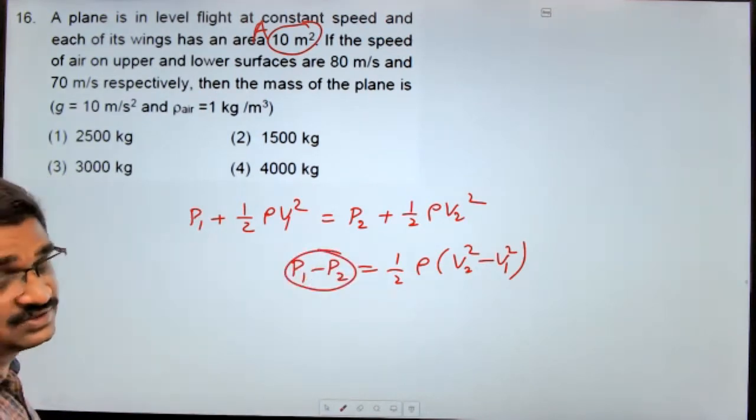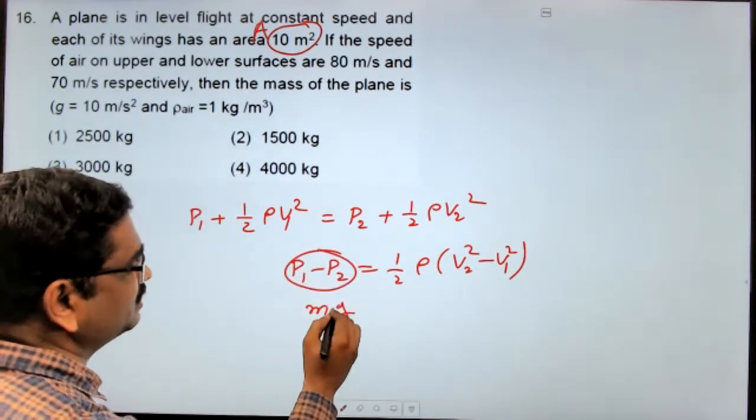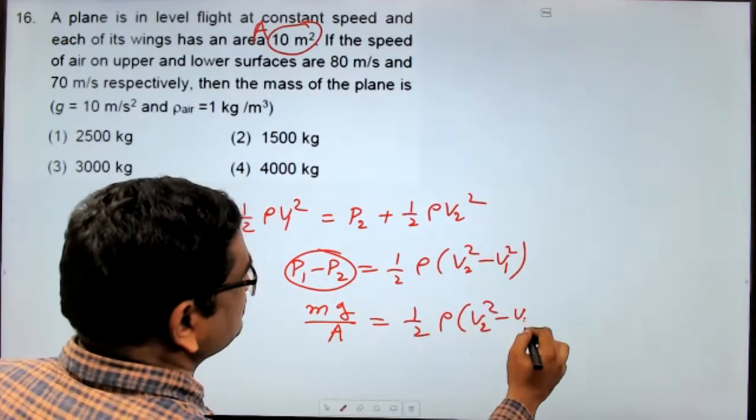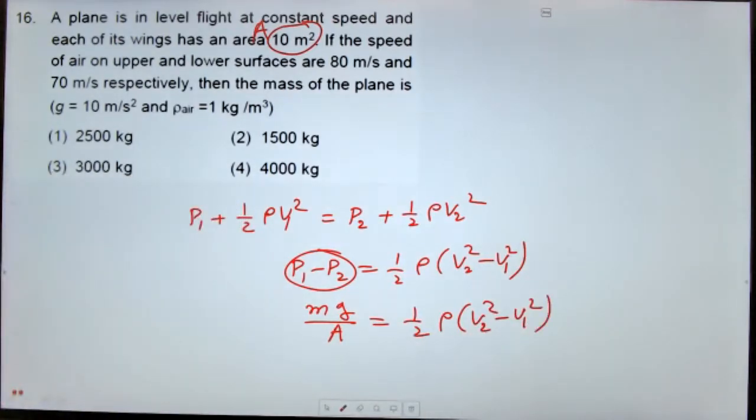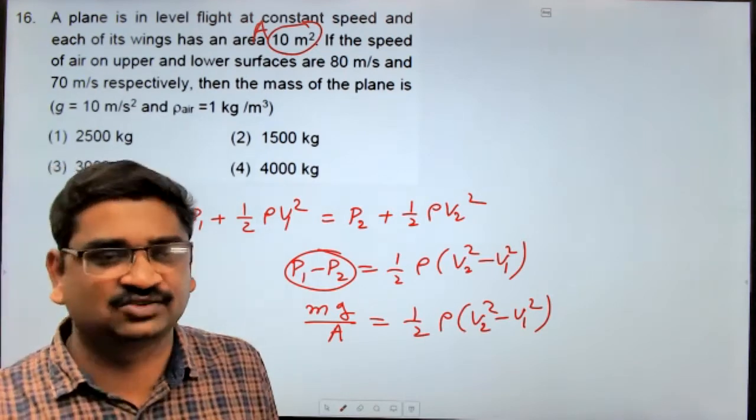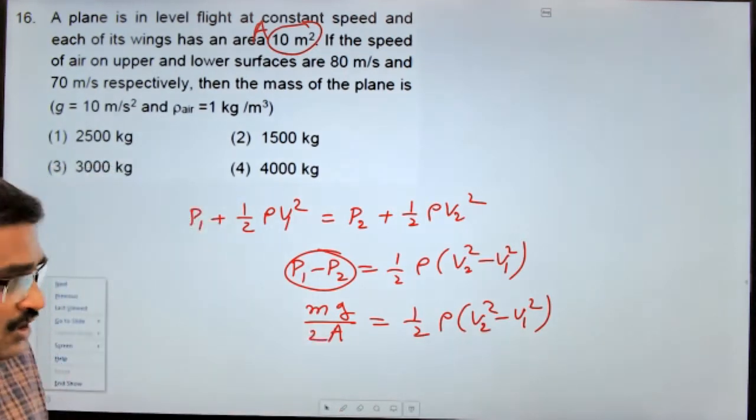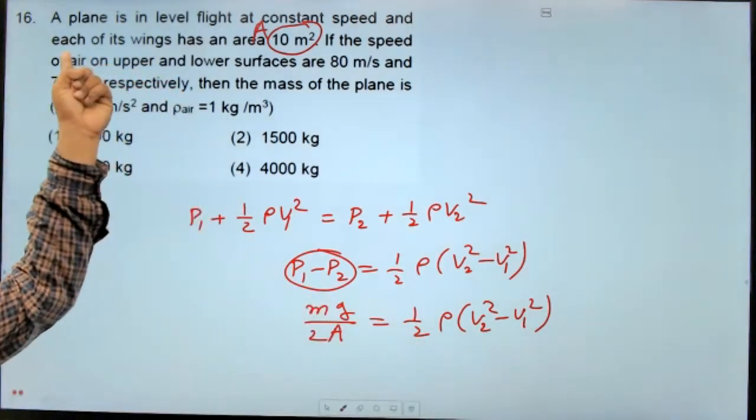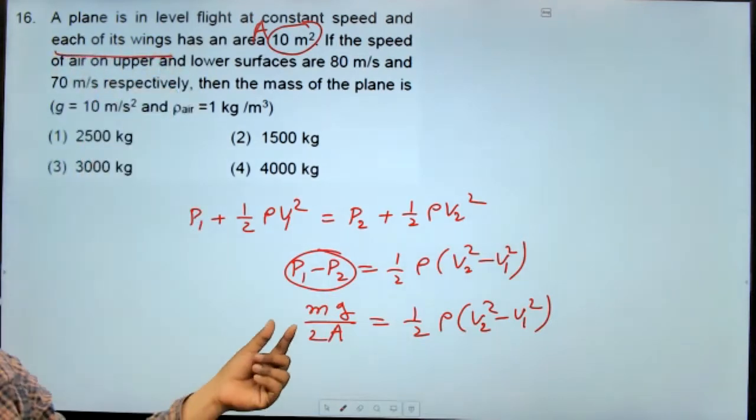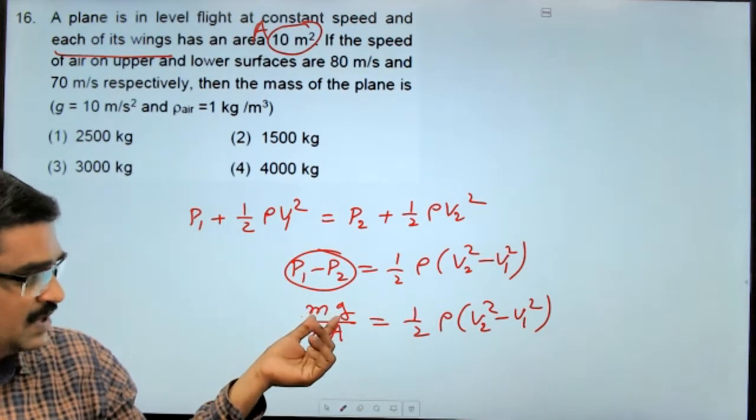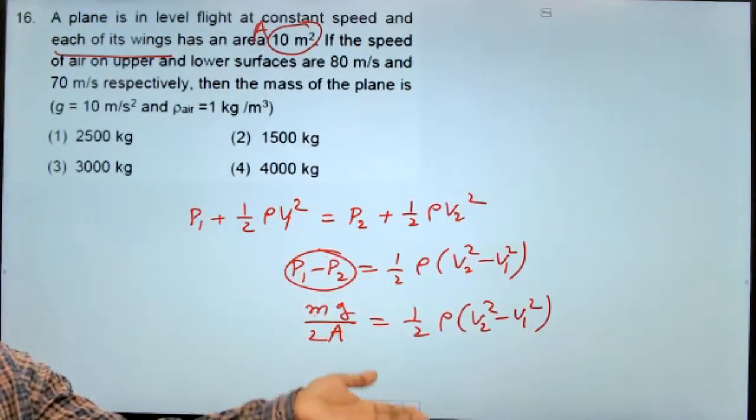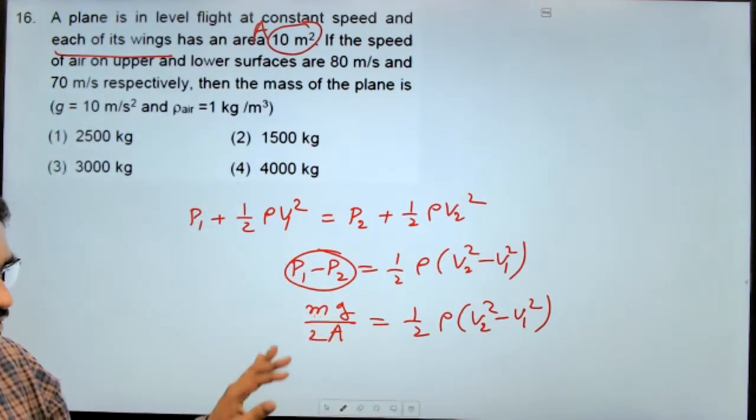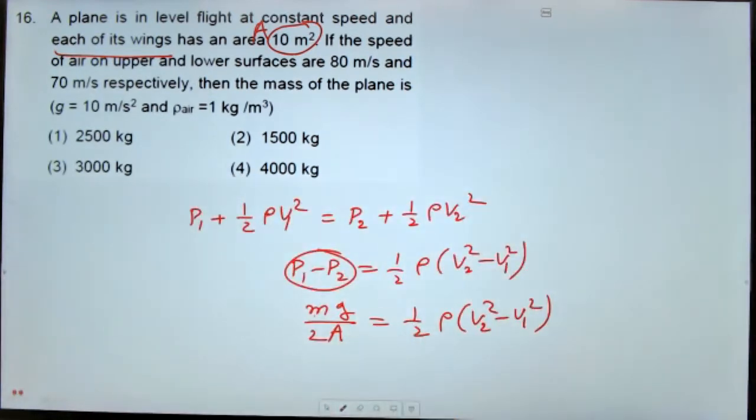The pressure difference can be written as force by area. So force mg by area equals 1/2 into rho into v2 square minus v1 square. But each wing needs to lift only half of the mass, so we need to write m by 2. Here you can make a major calculation mistake, because the area given is for each wing, and each wing only lifts half of the weight of the aeroplane. So we write mg by 2, not mg. Take care of that. Then substitute and solve, and you will get the answer.